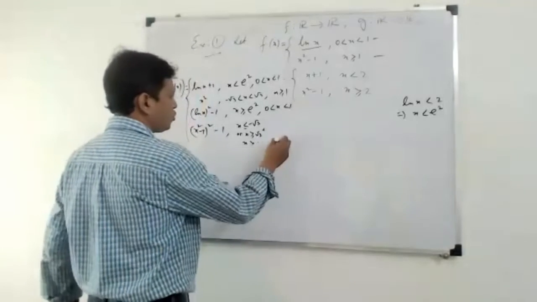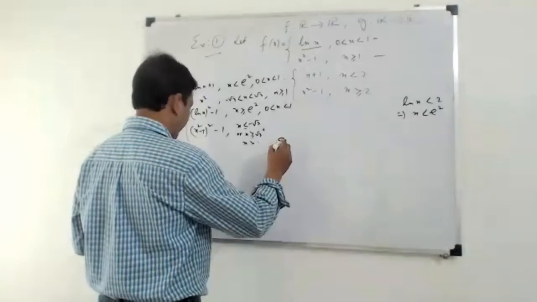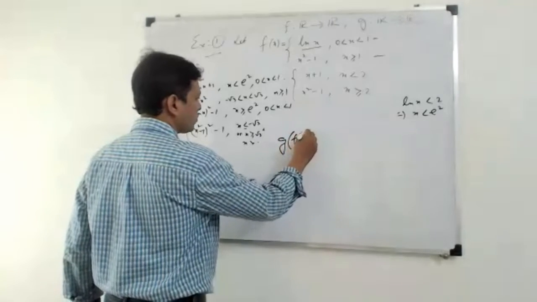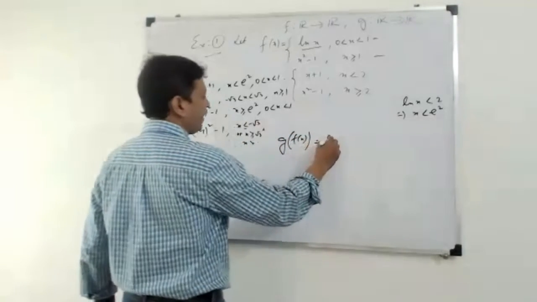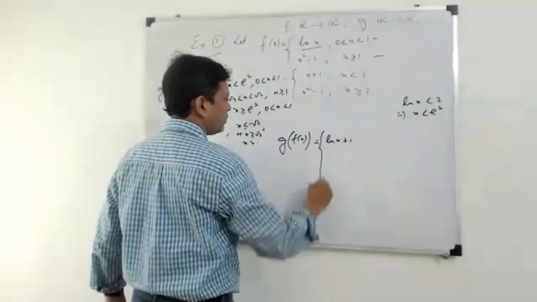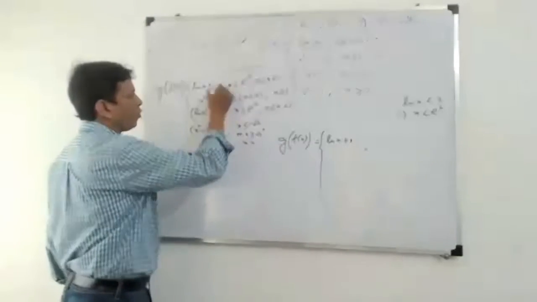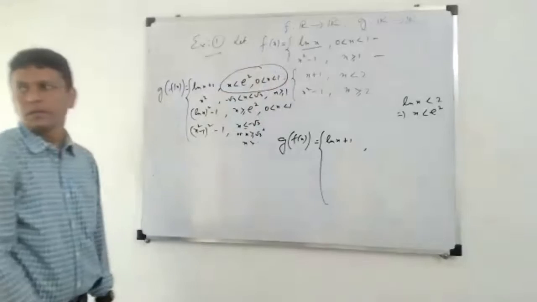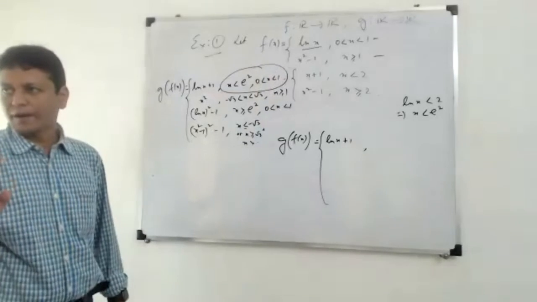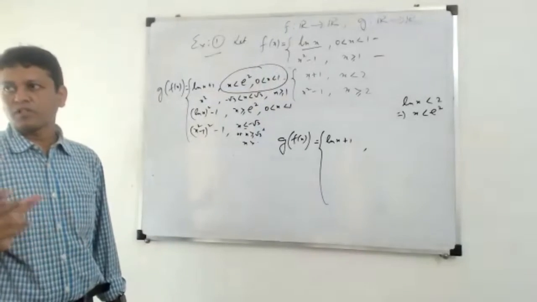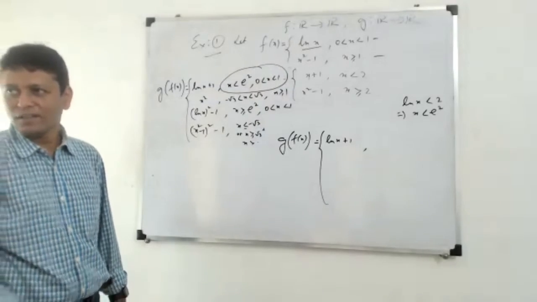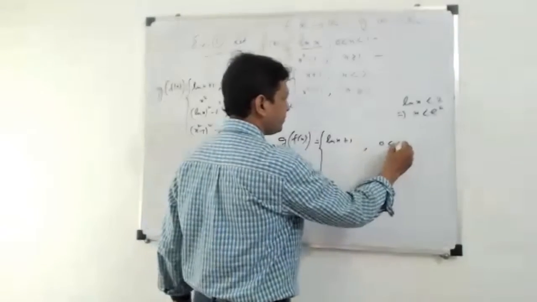So g of f(x) equal to ln x plus 1. What is the common region now in this part? x is less than e square and 0 less than x less than 1. What is the common region? 0 less than x less than 1. Right?